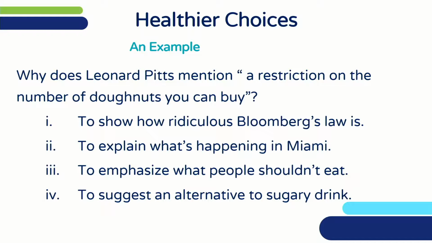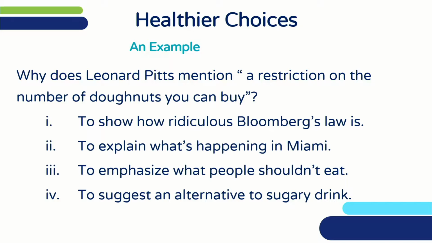What does Leonard Pitts mention? A restriction on the number of donuts you can buy. You see the language. You need to tell me how many donuts I'm to eat. So it is to show how ridiculous Bloomberg's law is, or to explain what's happening in Miami, to emphasize what people shouldn't eat, or to suggest an alternative to sugary drinks. So here, it's not only enough to cross out the answers that seem incorrect, but we need to know the terms. Here we need to know ridiculous. Yes, silly.